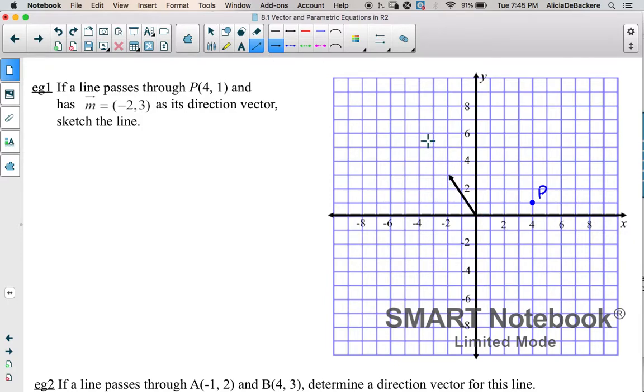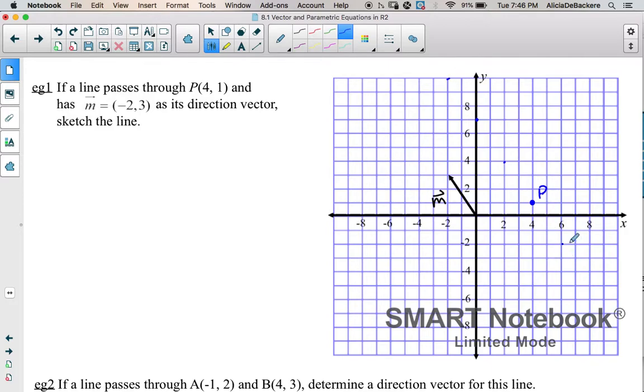Going out to (-2, 3). And now I'm going to draw the line. I can already see what it's going to look like here based on that direction vector. So this guy here is my M. And now I can find other points on the line using that same direction. I can see here, it's like backwards 2 and up 3. This is kind of like slope, right?